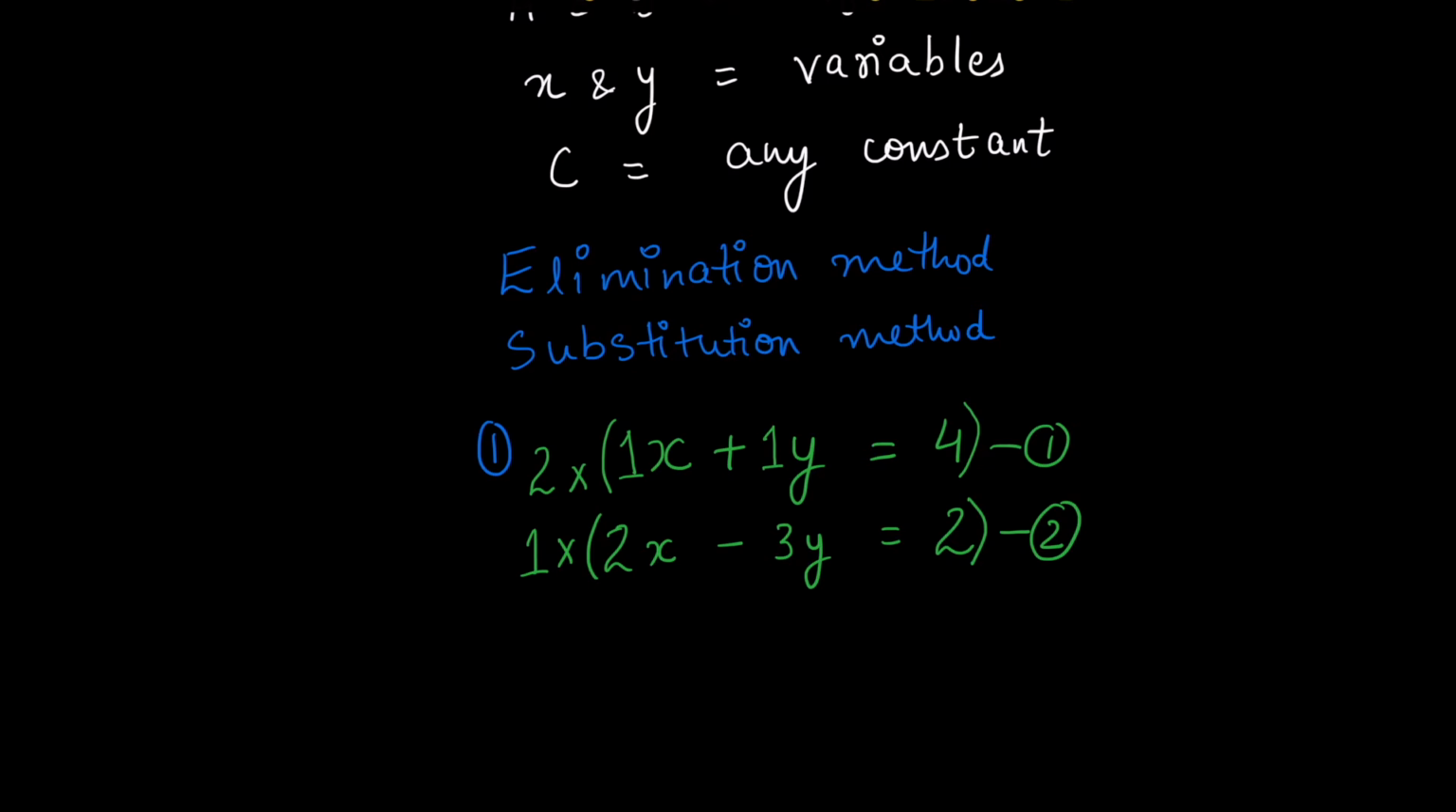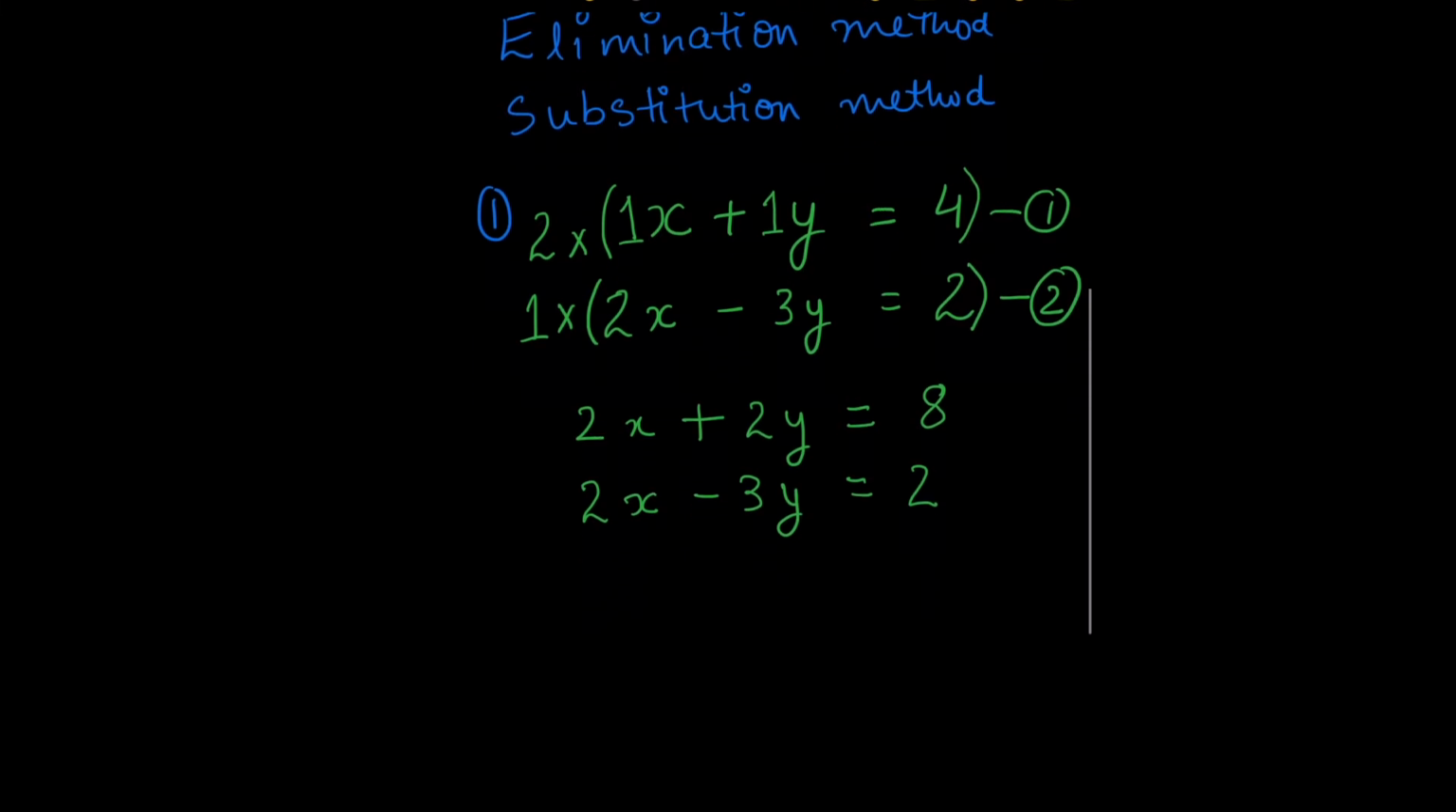So this 2 is now multiplied with each and every coefficient of x, y and also with the constant. So 2 multiplied by x becomes 2x plus 2 multiplied by y becomes 2y equals 2 multiplied by 4 is 8. In the second case, since it is multiplying by 1, the numbers remain the same. So 2x remains 2x minus 3y equals 2. Now we will subtract the second equation from the first.